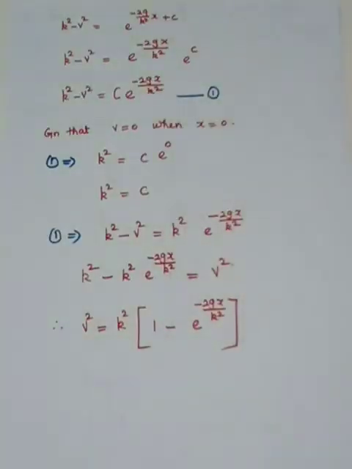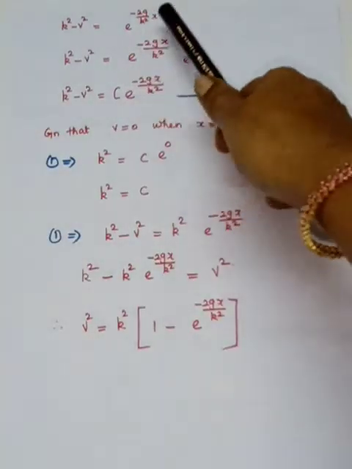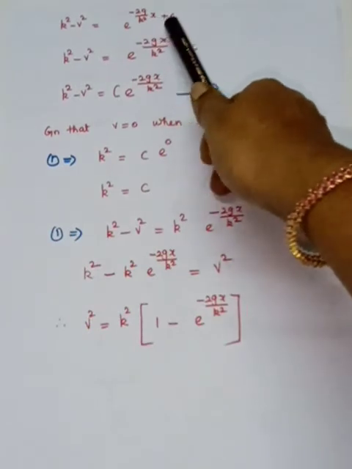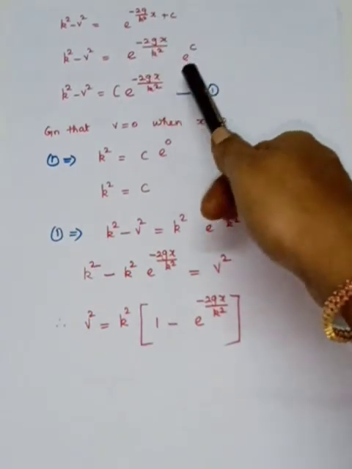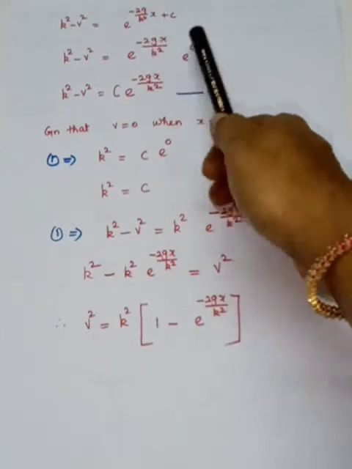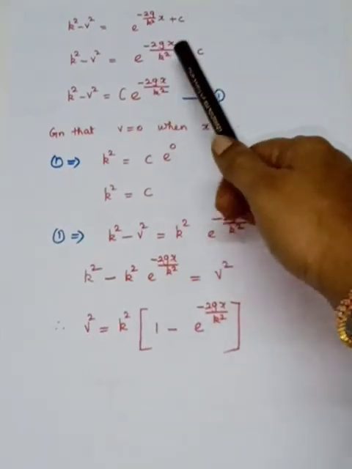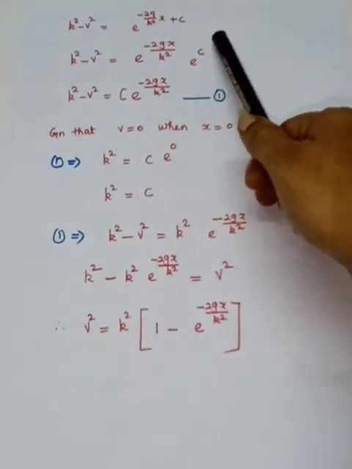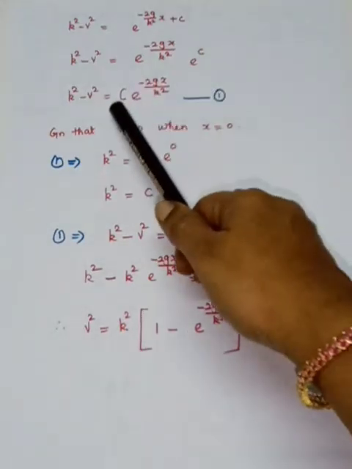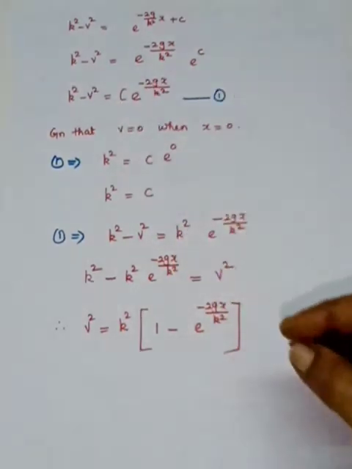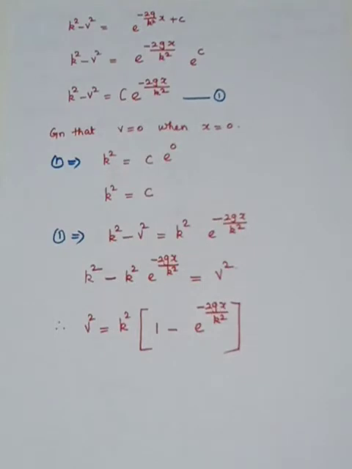Okay, so the next step, k squared minus v squared, the log, when you take it to the other side, it is e power. So e power minus 2g by k squared into x plus c. So it can be written as a multiplication. So e power minus 2gx by k squared into e power c. e power c is a constant, so it is taken as c. And what is given? That v and x are both initially 0. So when v is equal to 0 and x is equal to 0, you substitute.